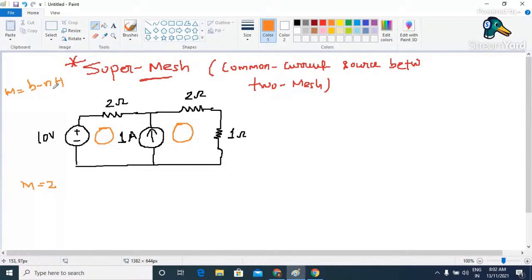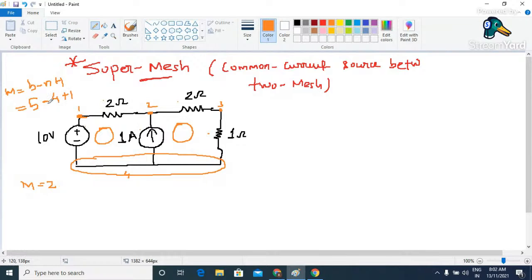Let us try to find out how many branches there are. So here we have 1, 2, 3, 4, and 5 elements, that means branches are 5. Minus, let us try to find out how many nodes there are. So this is going to be the first node, then this is going to be the second node, this is going to be the third node, and this entire one is going to be the fourth node. 1, 2, 3, and 4. So here we have 4 nodes. So n is going to be 4.